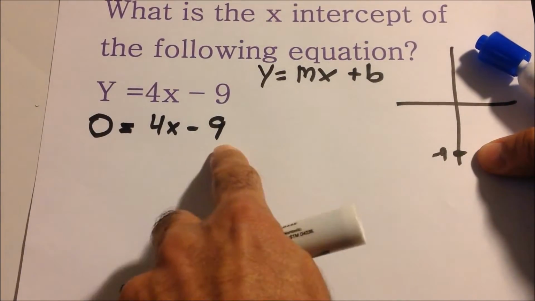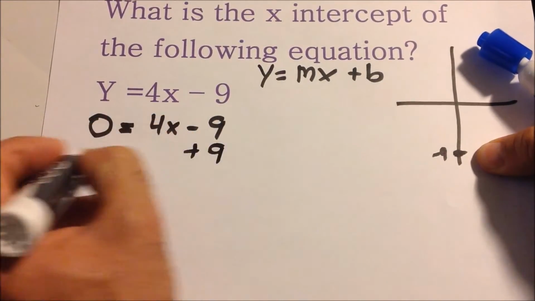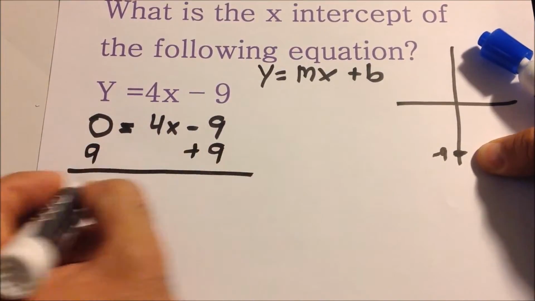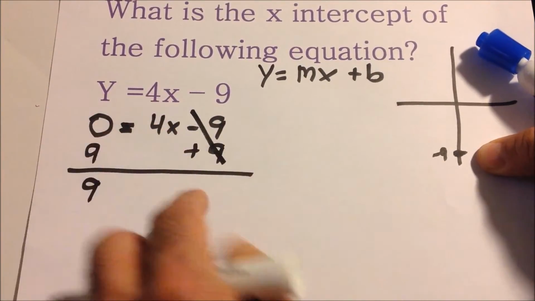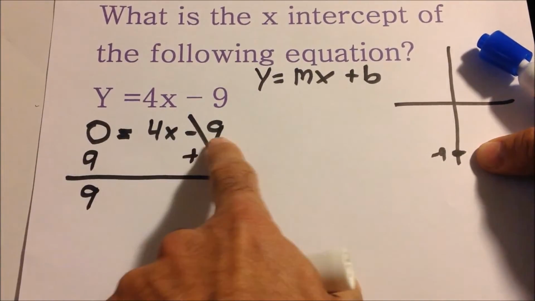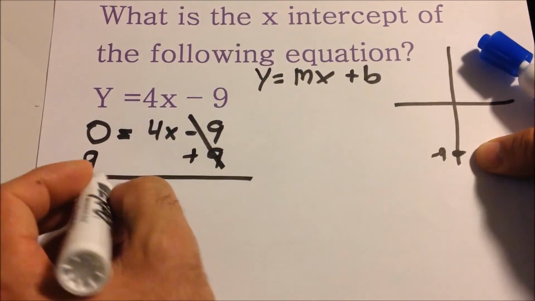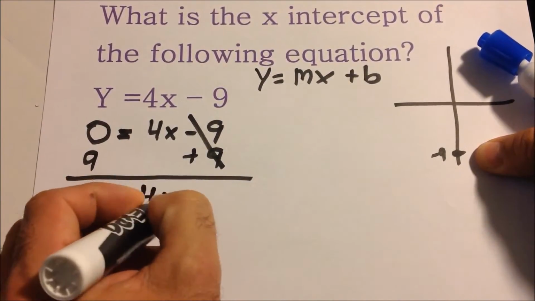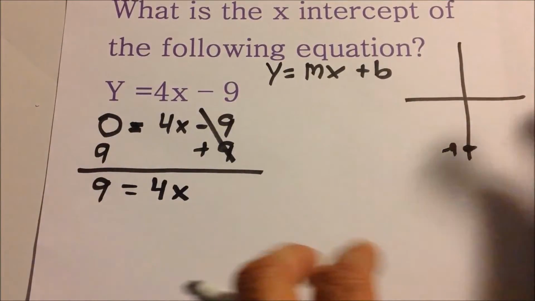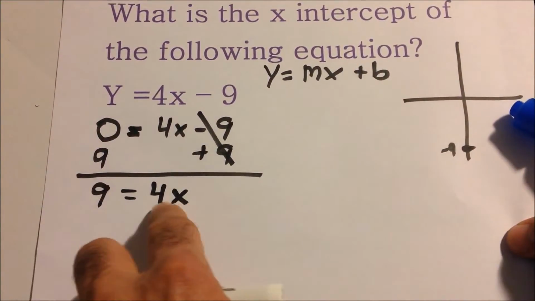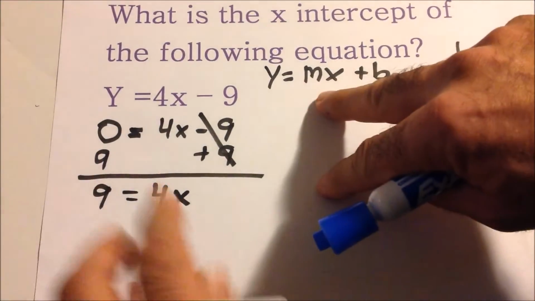Now do some algebra. Let's add the 9 on both sides. Remember, we're doing the opposite operation. We had a -9, so we do a +9. So now 9 equals 4x. Here we have multiplication, because 4 times x is multiplication. So we do division.